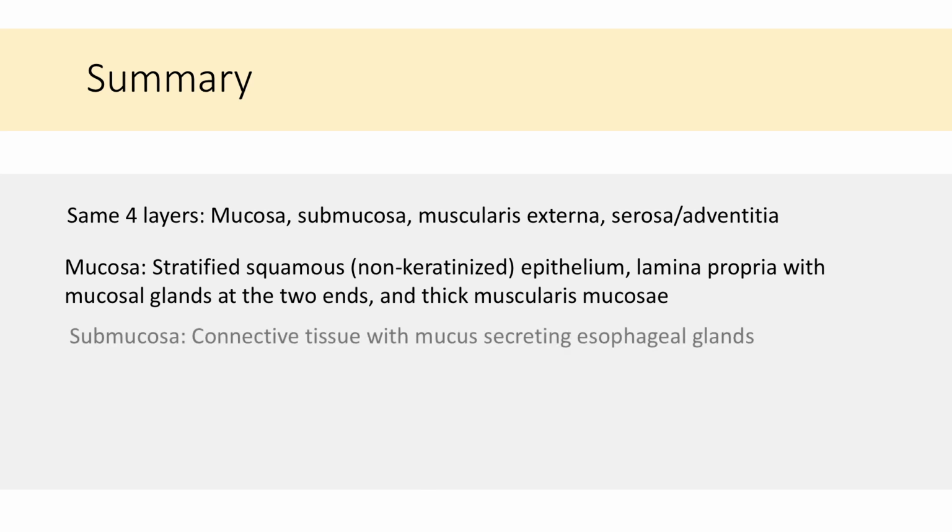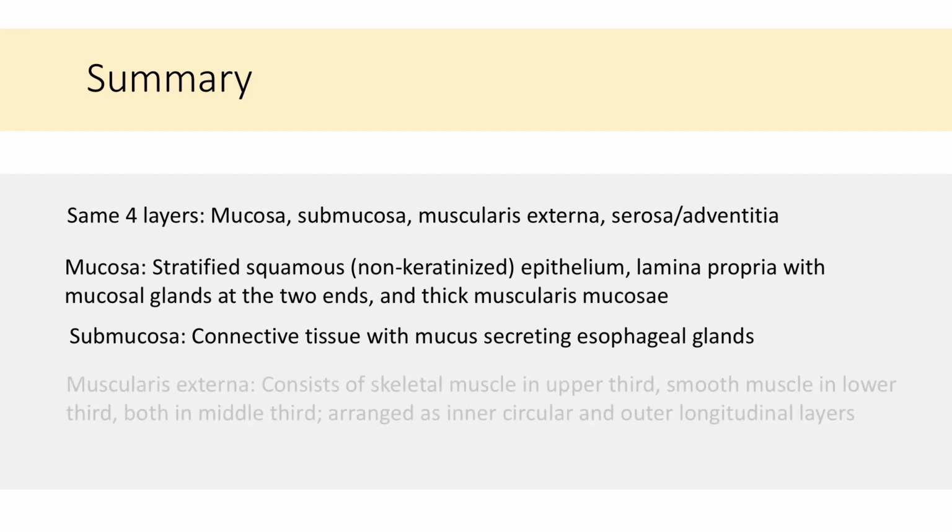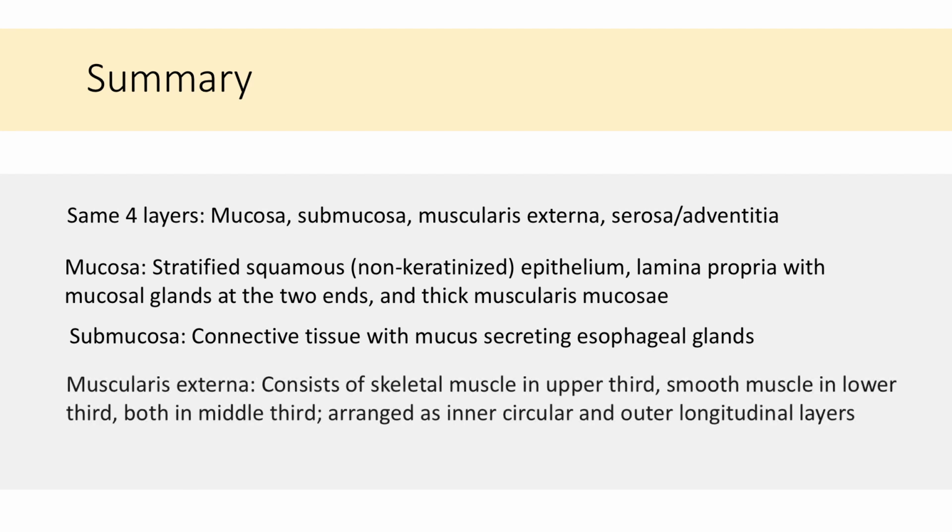Submucosa is made up of connective tissue, and throughout the length of esophagus, it shows mucus secreting esophageal glands. Muscularis externa consists of skeletal muscle in the upper third, smooth muscle in the lower third, and a mix of both in the middle third. These muscle fibers are arranged as inner circular layer and an outer longitudinal layer.